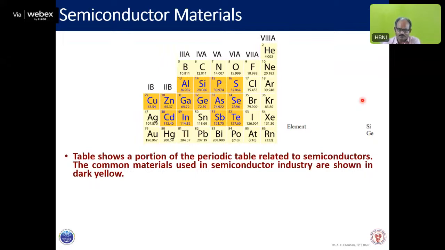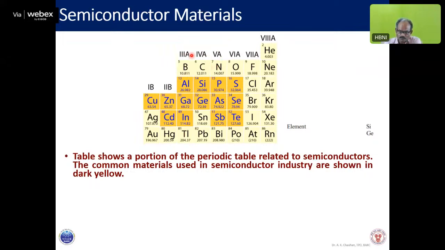Now let us see semiconductors. What are the different semiconductor materials? Semiconductor materials, usually at absolute 0 Kelvin, have all their cells filled and they do not conduct. But as the temperature is increased, we will come a little later to how the conductivity arises. So first let us see what the different semiconductor materials are.